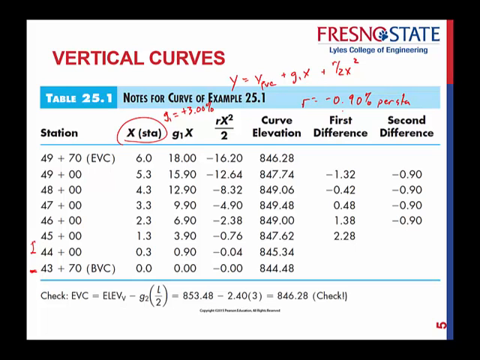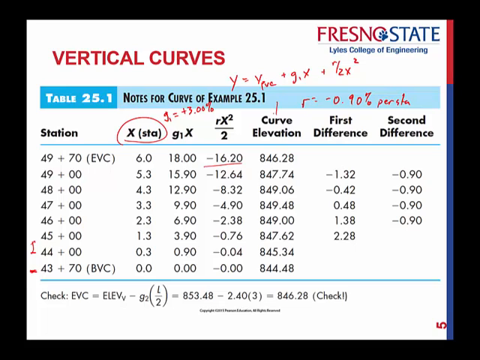R is minus 0.9% per station. Multiply that by X squared, excuse me, X in stations, right? So 6 squared. If you take that first one right there, 6 squared times R, 0.9, divided by 2, and you end up at negative 16.2. Okay, so all we're doing is trying to make it simpler for you to calculate what that elevation is. So now you have your whole chart as you multiply everything through.